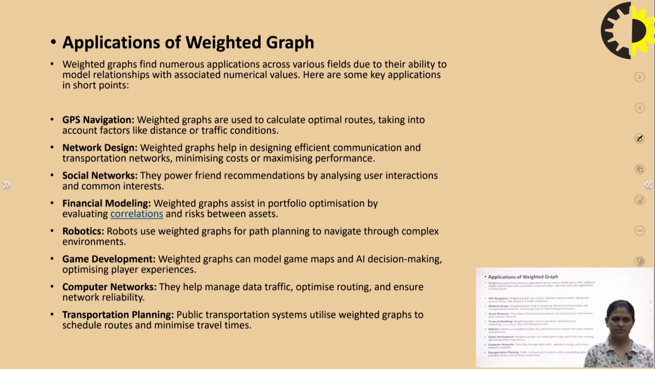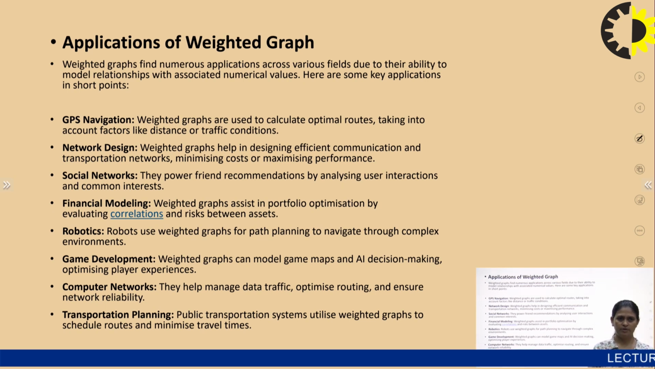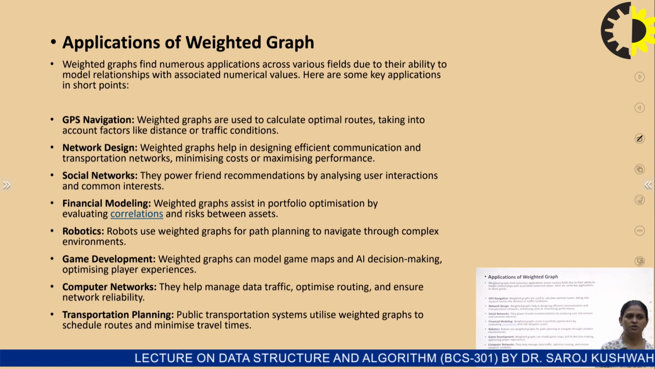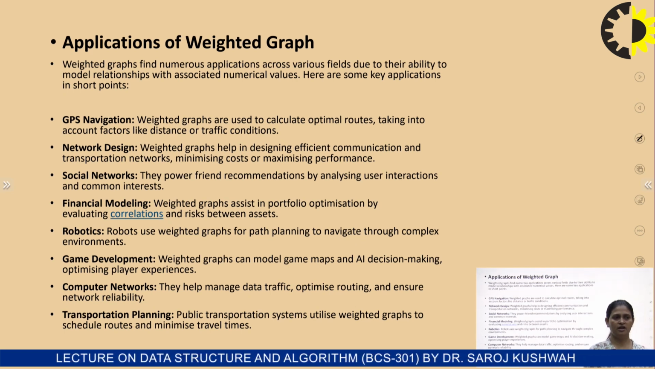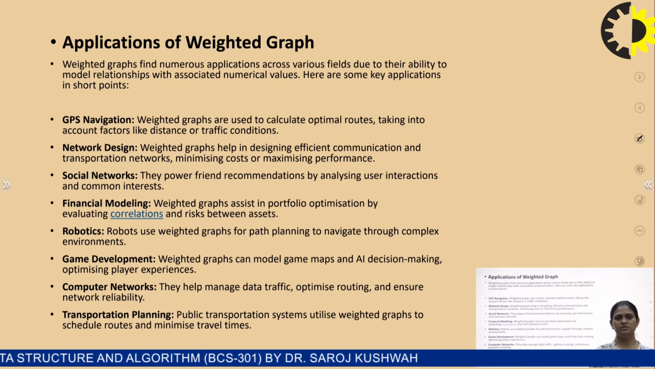Next, computer networks. They help manage data traffic, optimize routing, and ensure network reliability. Next, transportation planning. Public transportation systems utilize weighted graphs to schedule routes and minimize travel times.